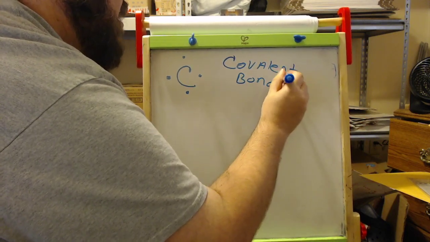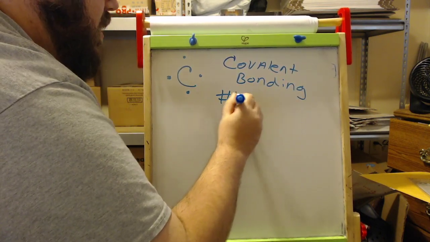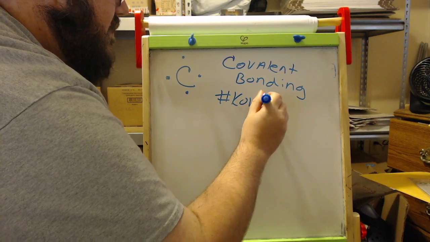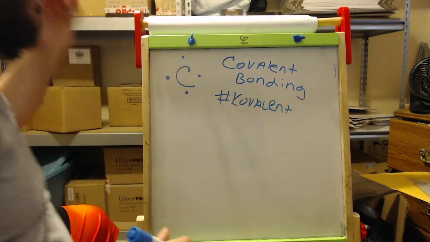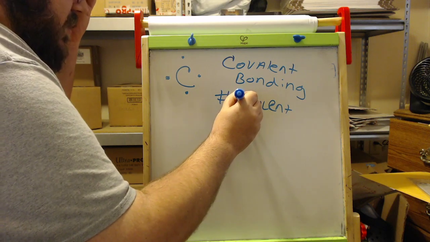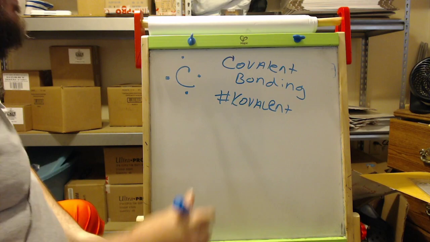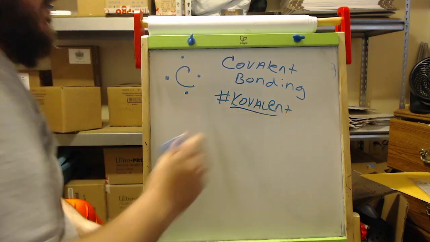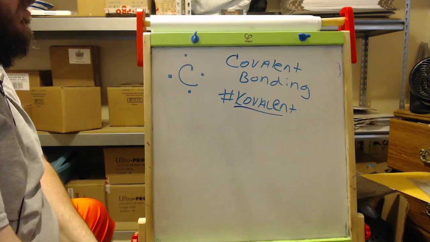A little side note, the hashtag for my wedding was this. So when I told you guys I was a nerd on Tuesday, I meant I am a nerd. So the hashtag for my wedding was covalent. All right, so yeah, I embrace the nerdness. It's okay to be smart.